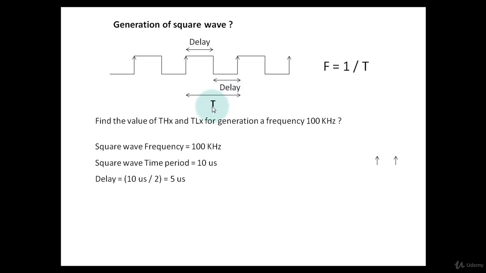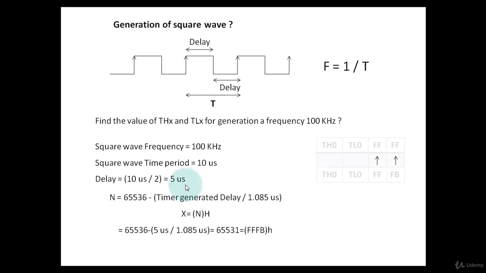In a square wave, for T by 2 time logic 1 would be there, and for T by 2 time logic 0 would be there. So this delay you have to produce, which is of value T by 2, that comes out to be 5 microsecond. Now we want to generate a delay of 5 microsecond. So again, using this simple formula, you can find out the value that we need to load to TH and TL register. Here it is FFFB.